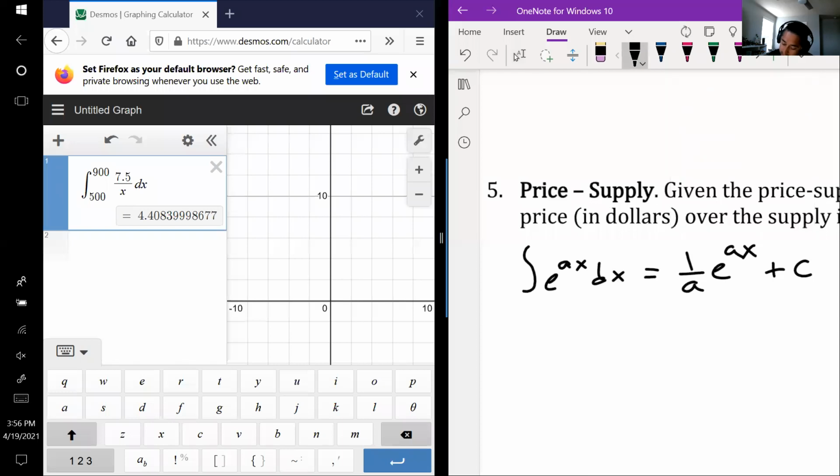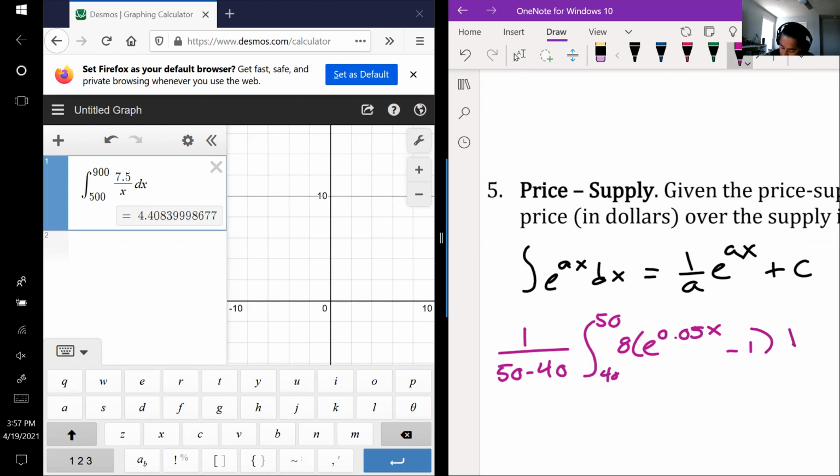Over 40 to 50. So here's what we have. We're going to get 1 over 50 minus 40 times the integral from 40 to 50 of 8 times e to the 0.05x minus 1 dx. Okay, so a little bit of cleaning up to do.